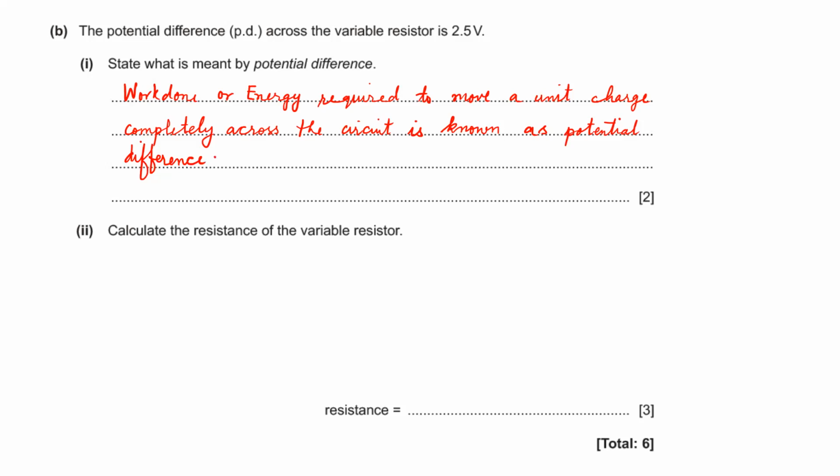So in other words, we can say that the energy required or work done to move a unit charge completely across a circuit is known as the potential difference.